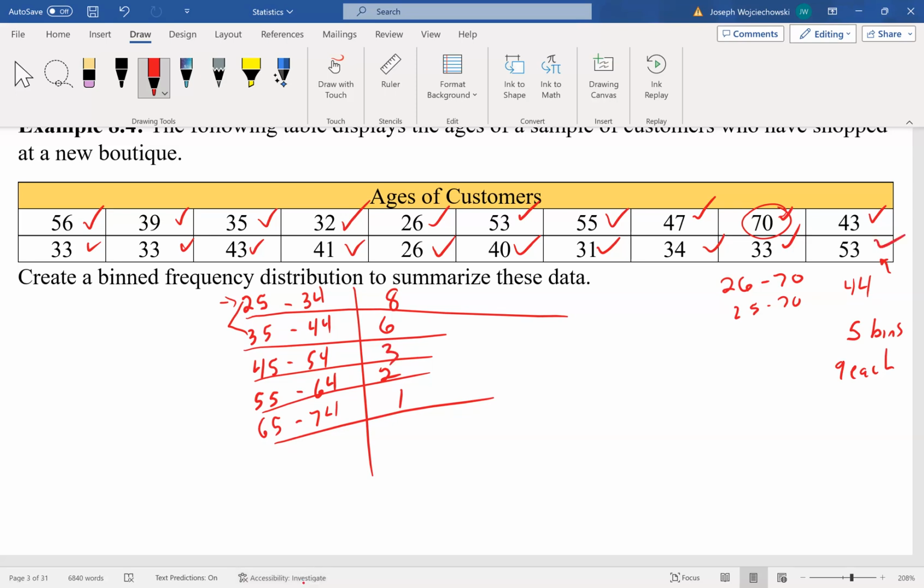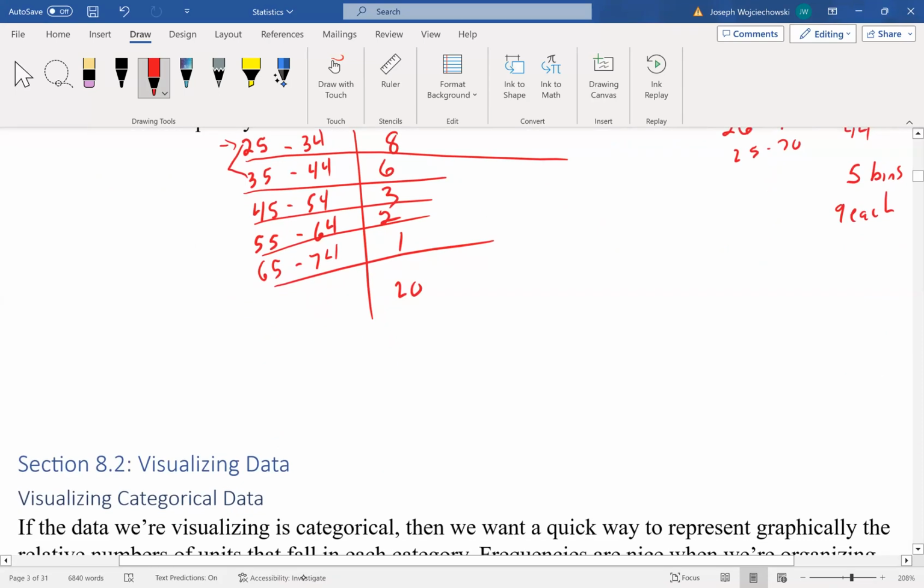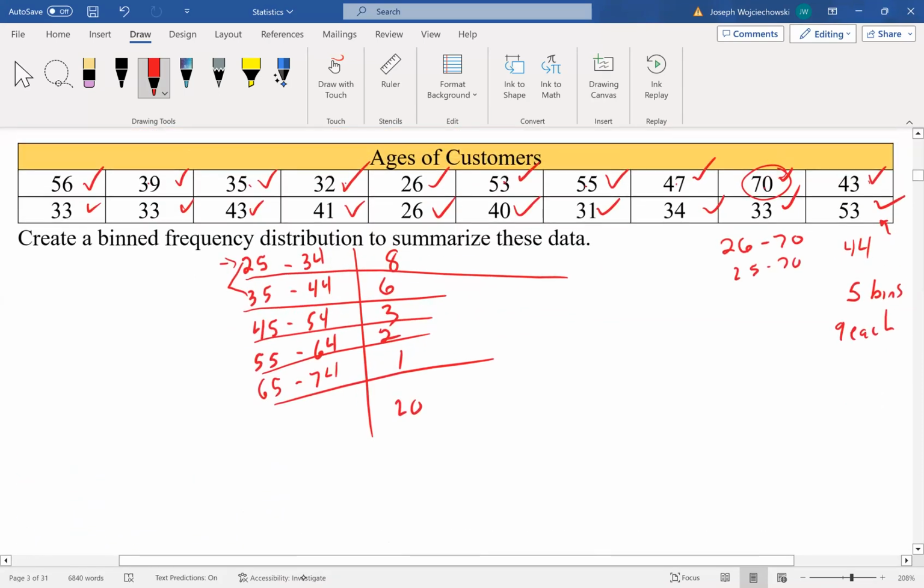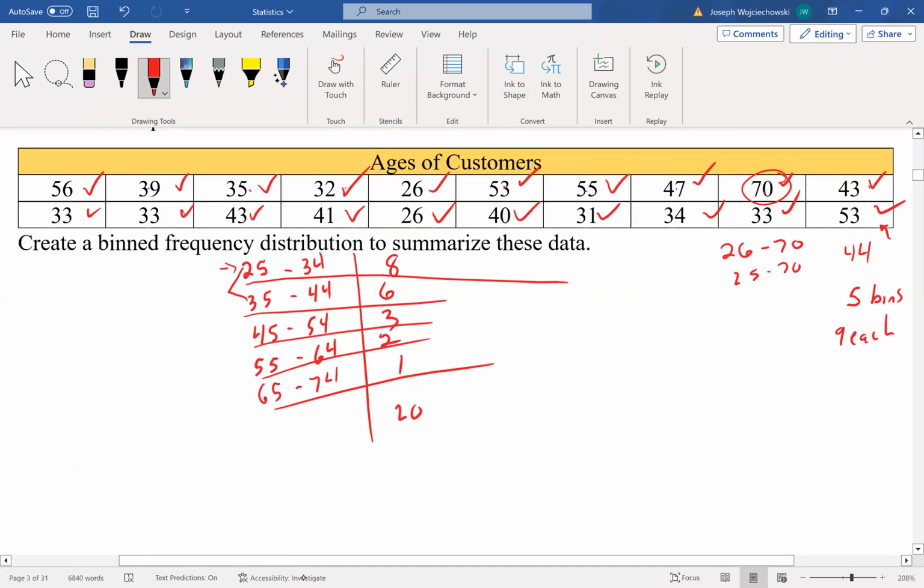We have 14, 17, 19, 20. And 1, 2, 3, 4, 5, 6, 7, 8, 9. 10 times 2 is 20. So there we are. There is our bin frequency distribution. And that ends section 8.1.